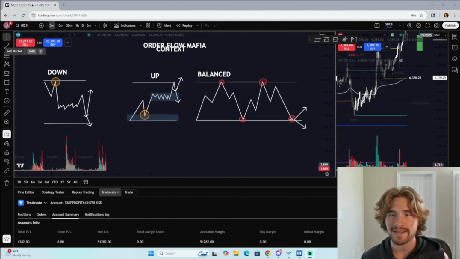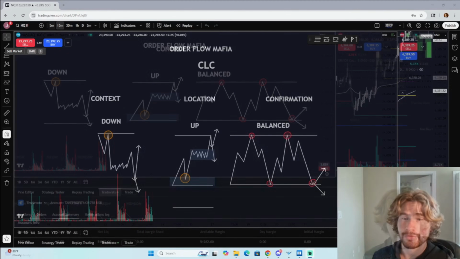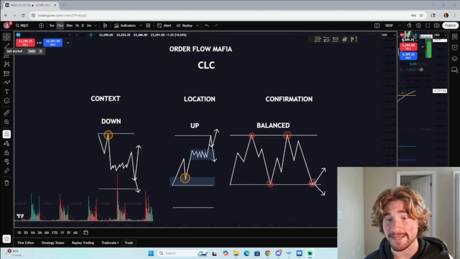If through context, location, and confirmation, you can frame your trades in a way that all align, not only will you take better high quality trades, but you will eliminate the downside trades that have been holding you back. The 3-step system is called the CLC rule, or context, location, and confirmation.